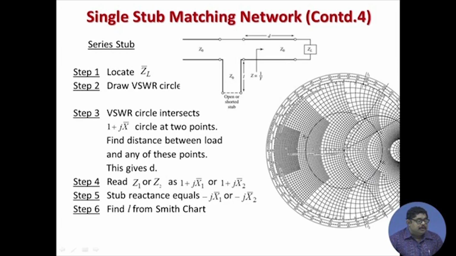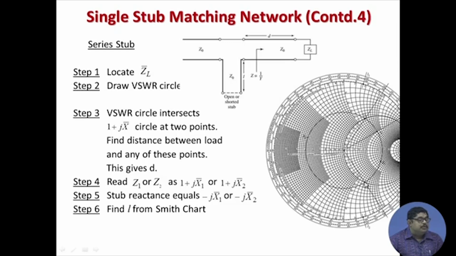If you come from the outer periphery, you find out how much you have come, and that will be your D. Now, you are either here or here; you take any solution. Suppose you have taken this solution here. Now, you find out what is your susceptance value, reactance value.